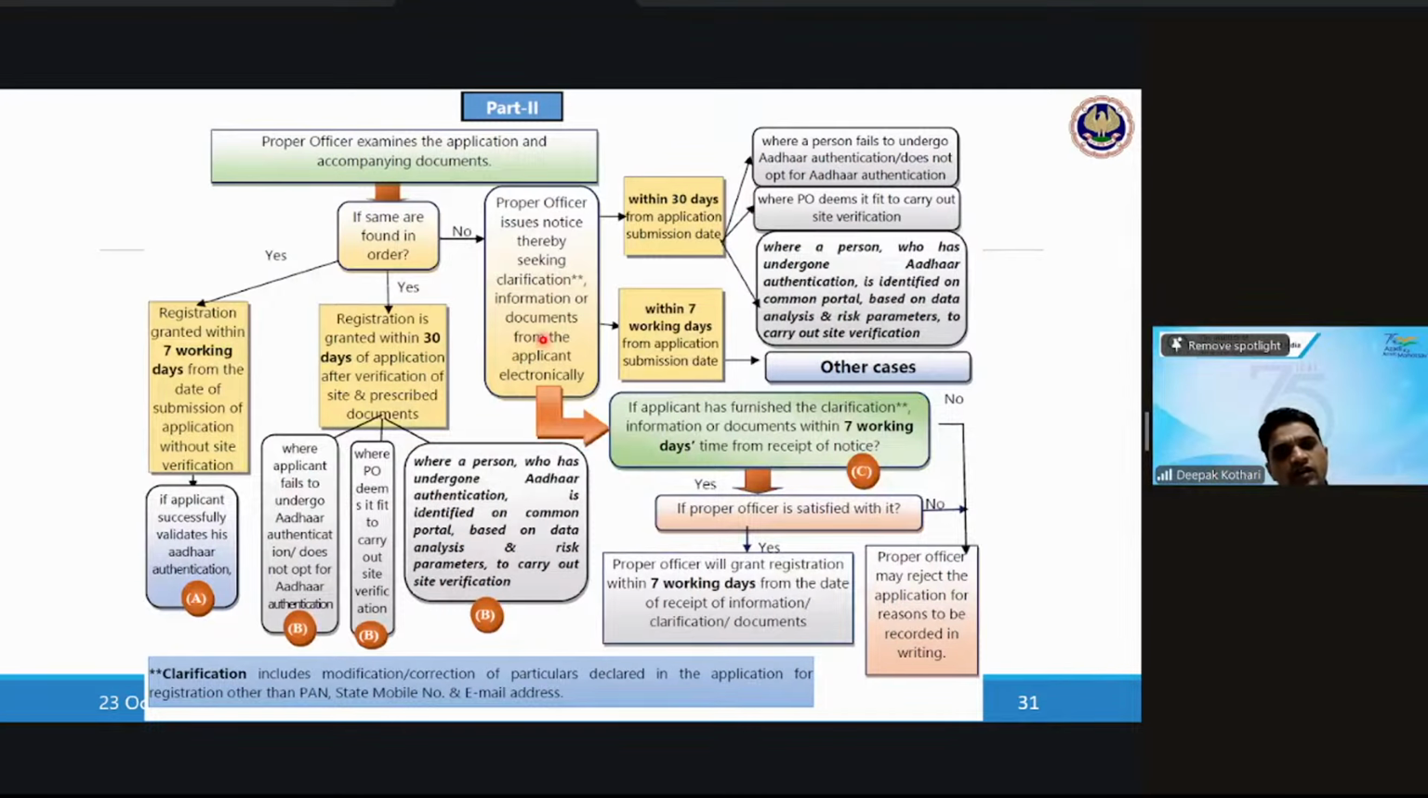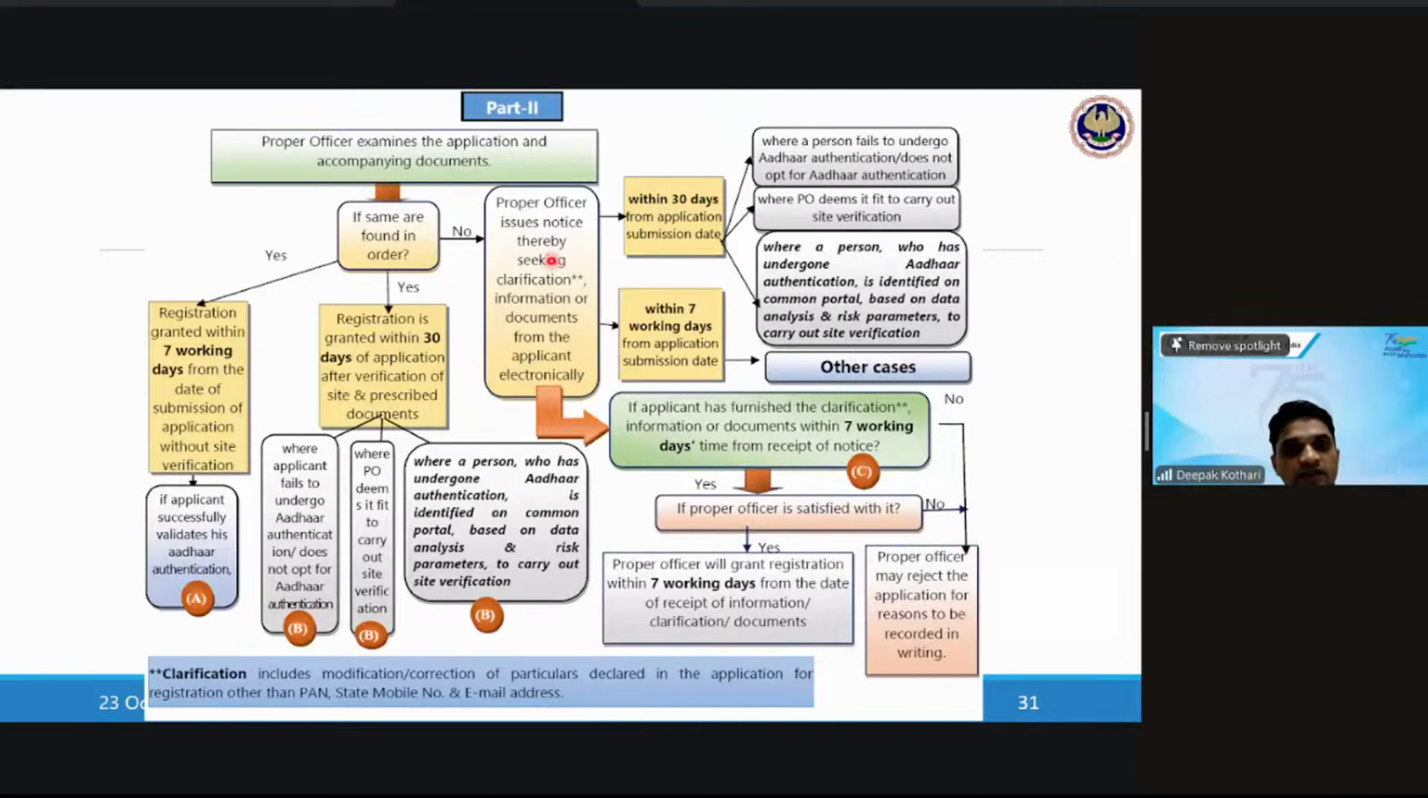If it is not found in order, then he will issue a notice and ask for clarification, right? If proper officer issues notice thereby seeking clarification, information or documents from the applicant electronically, then you will submit it. If he is satisfied, then he will grant the registration once you submit the documents, उसके 7 days में. Or if he is not satisfied with the documents, he will reject it.